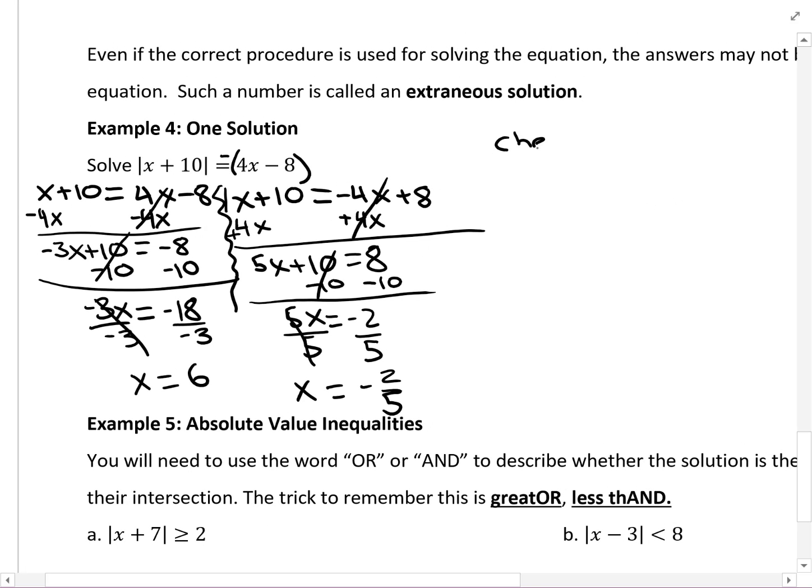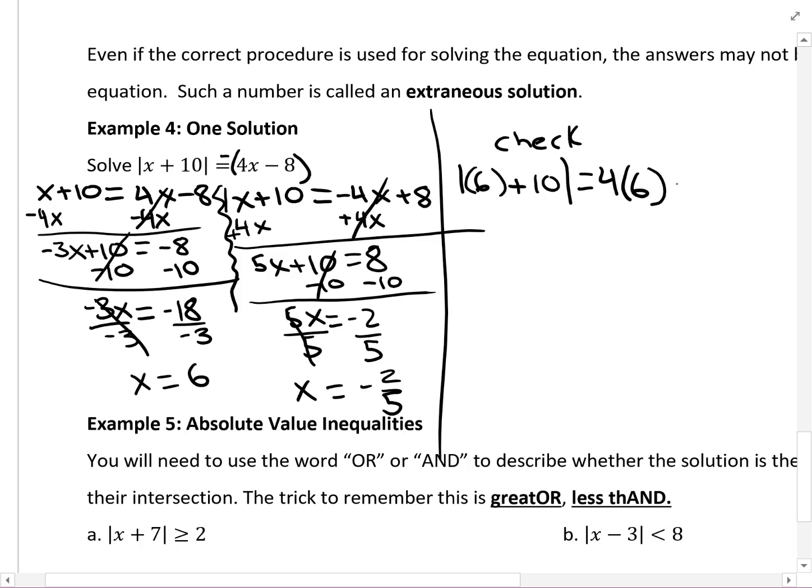So here's my first check. I have x plus 10. Oops, what am I doing? I didn't plug in the number. Absolute value of 6 plus 10 equals 4 times 6 again. Don't forget to plug in for all the x's, minus 8.